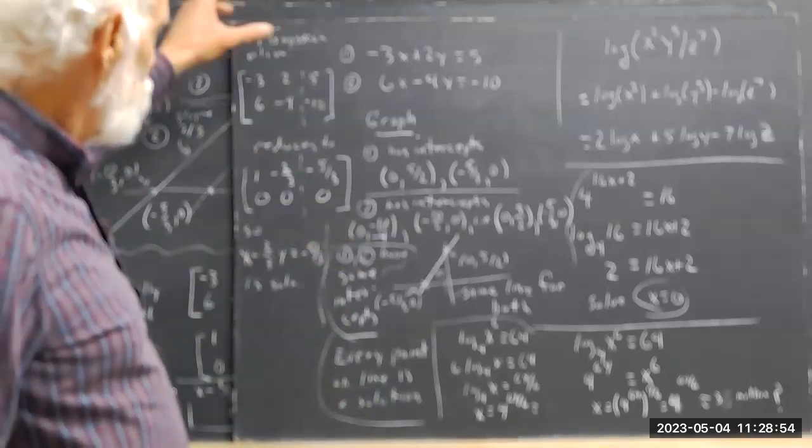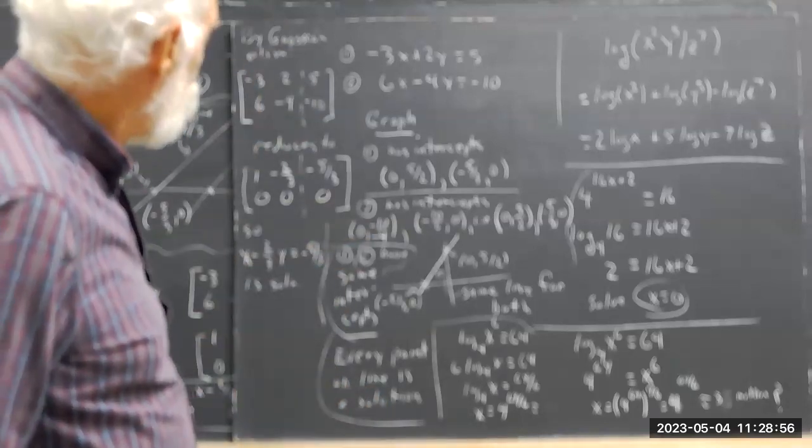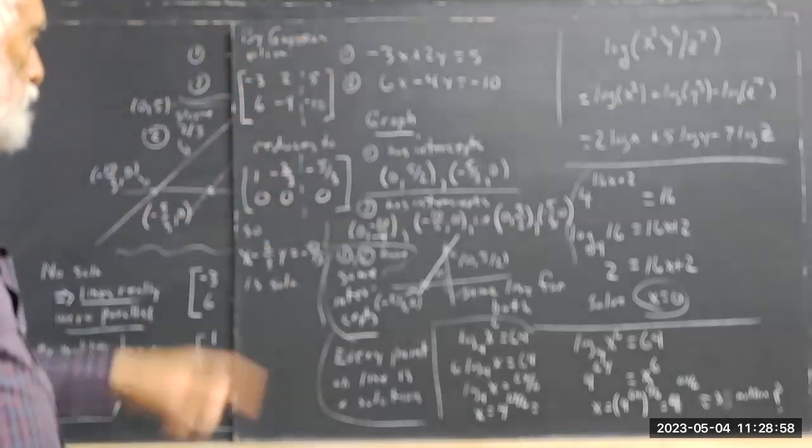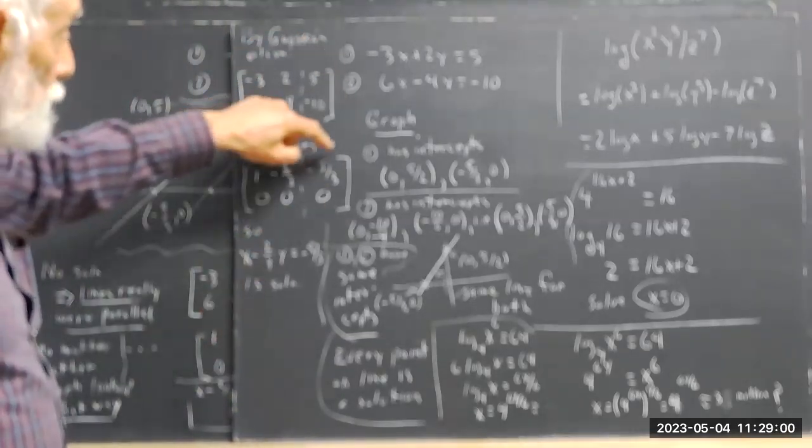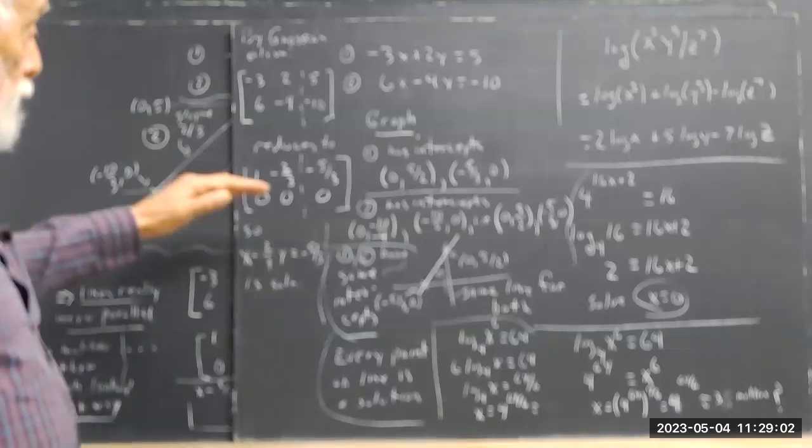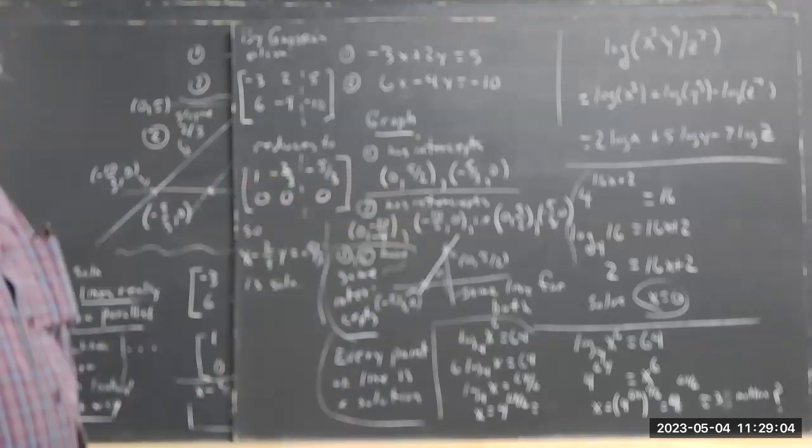Now, how does that look if we do Gaussian elimination? Well, we do our augmented matrix and reduce it, and this is what we're going to end up with. We're going to end up with a row of zeros.